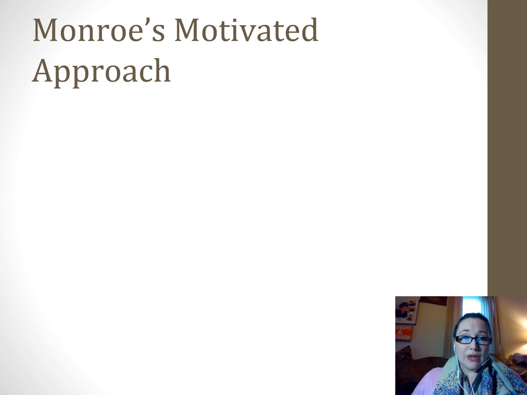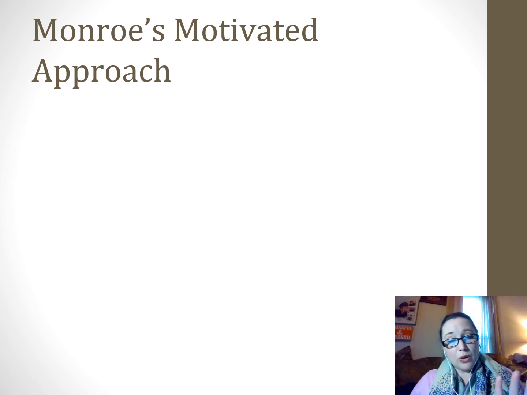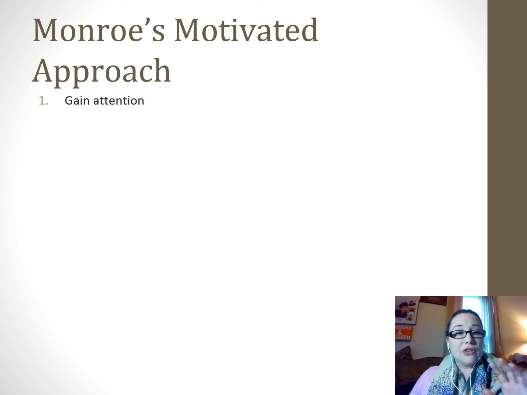So in order to do that, we have Monroe's motivated approach, which is a 5-step plan. I only have 4 here, but we'll go ahead and add the 5. I don't know why 4 is missing. And it's not as tricky as it sounds because you're already doing a bunch of these steps anyway. So first of all, gain attention. You're already doing that. That's your attention getter at the beginning of every speech. So you're going to get your audience's attention in the same way you've been working on.